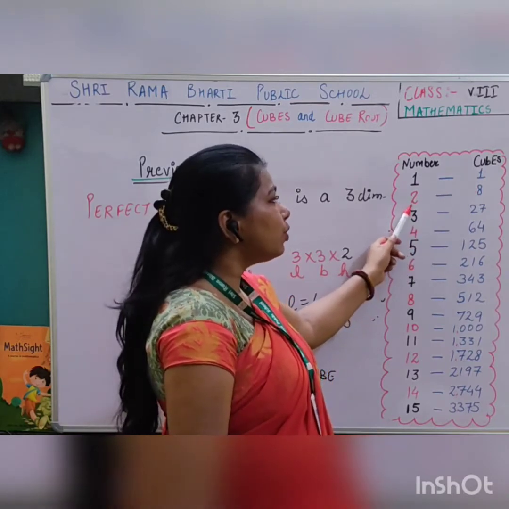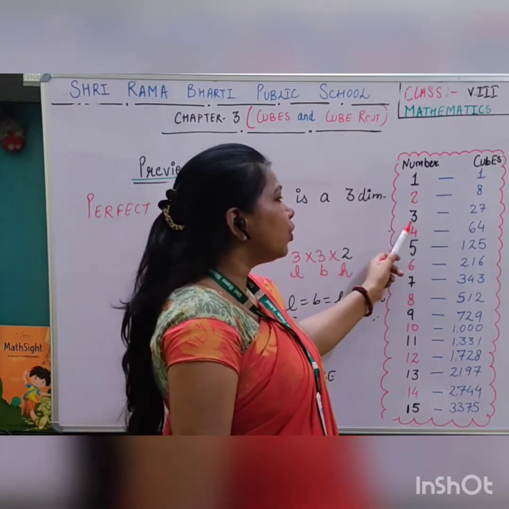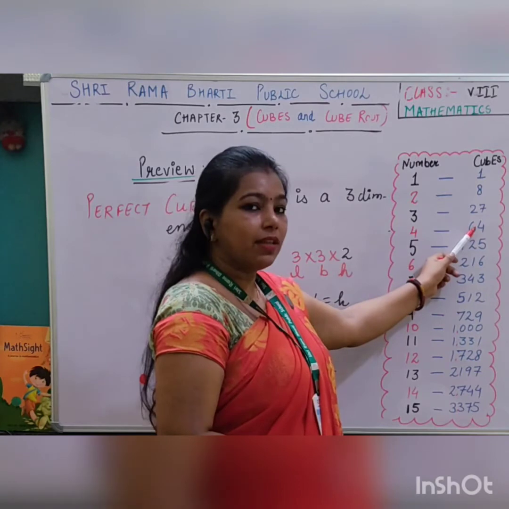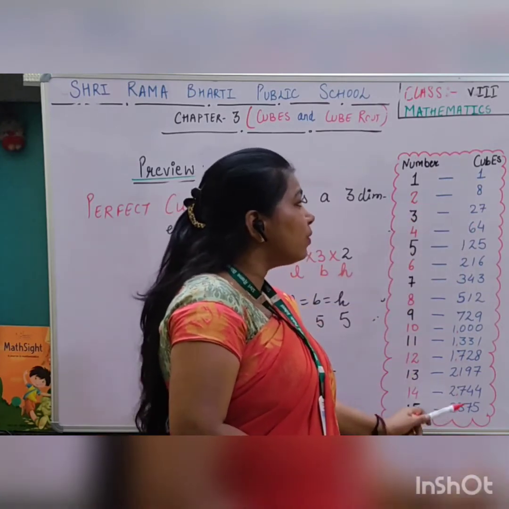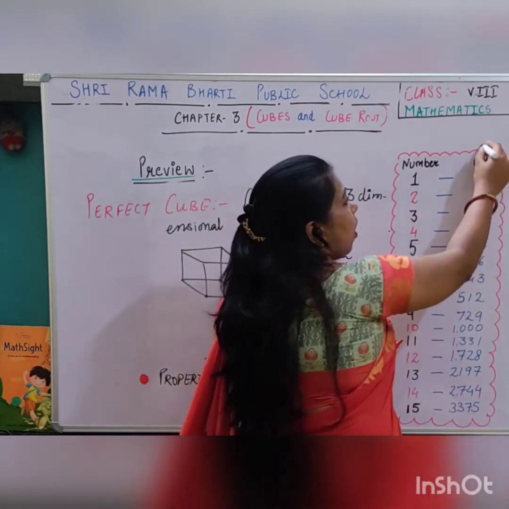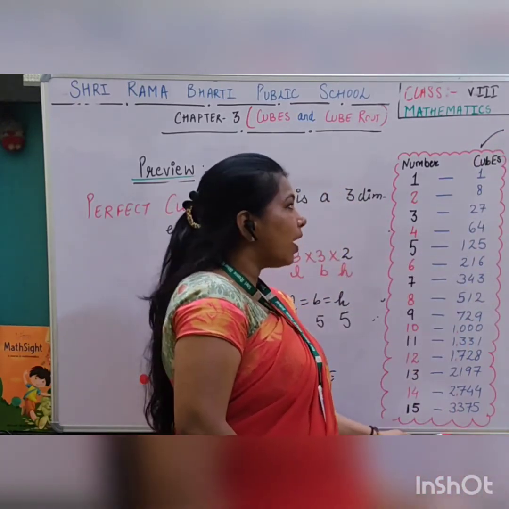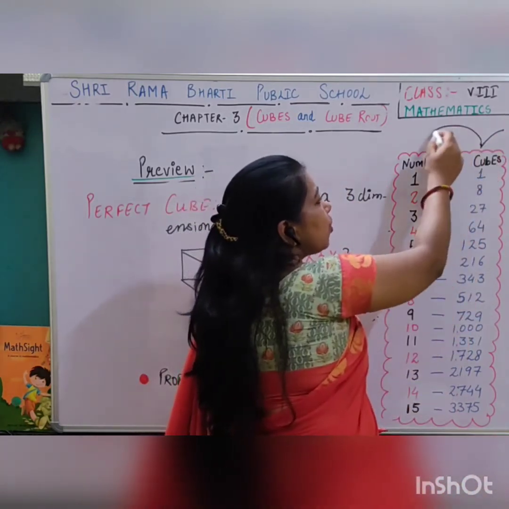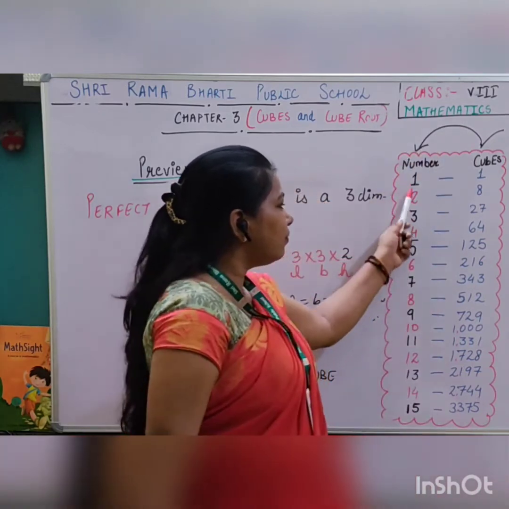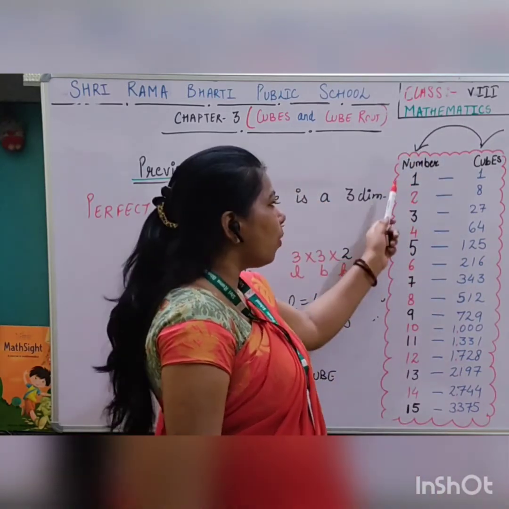The cube of 2 would be 8. The cube of 3 would be 27. So by these examples we can say that these all numbers are perfect cubes. Why? Because we can show these numbers in the form of triplets of 1.